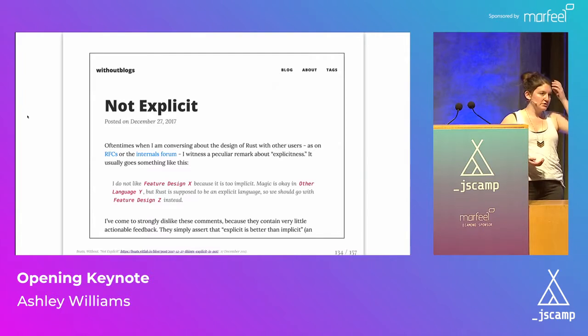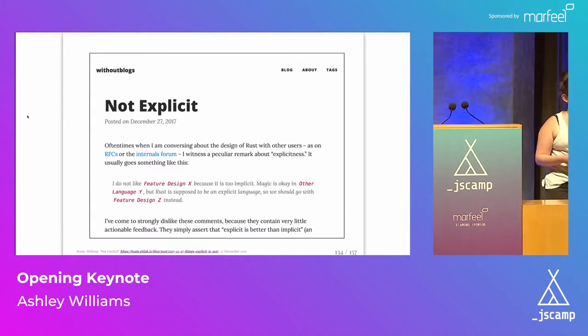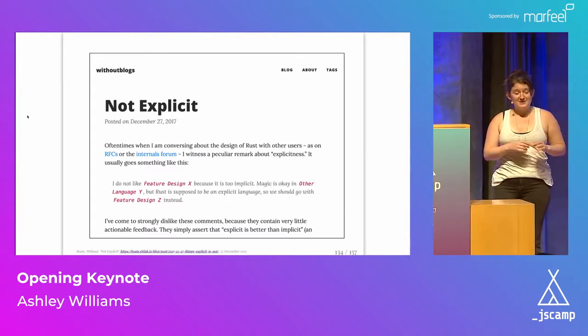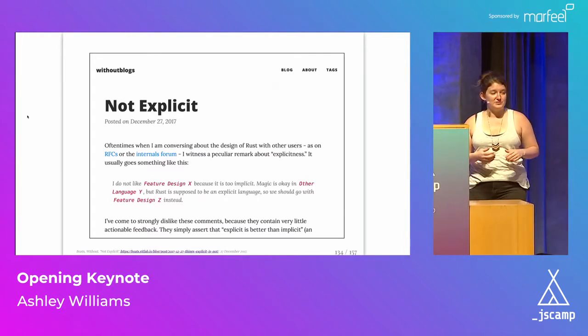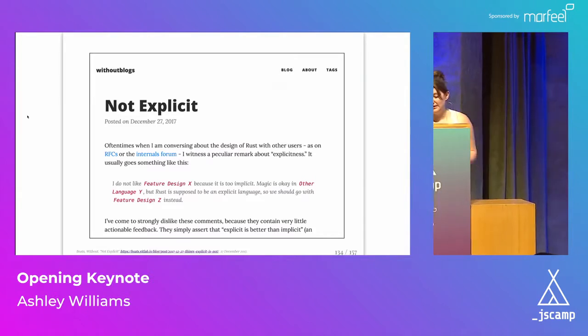This is a blog post by someone named Boats, who works on Rust. A lot of people think that explicitness is a value of Rust, but we're not actually very clear on it. And it turns out that the word explicit is very interesting and deep. So check this out if you're interested in that.